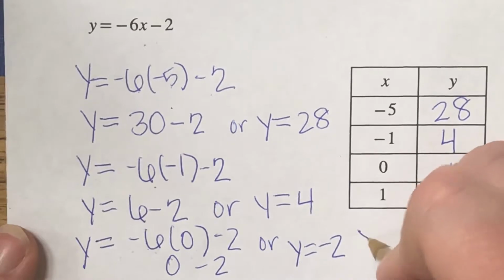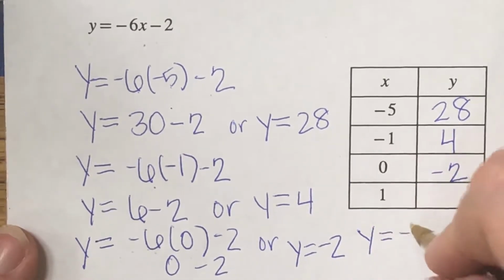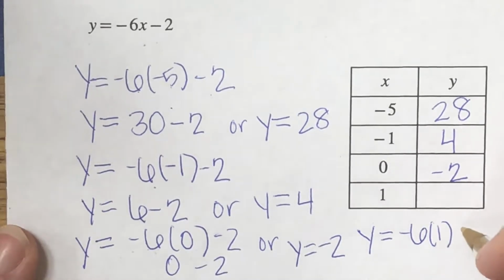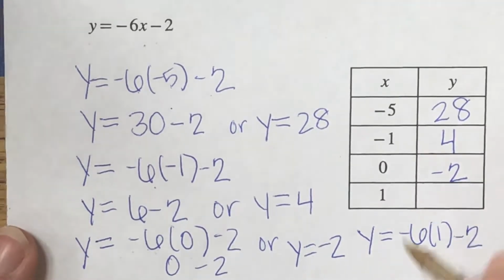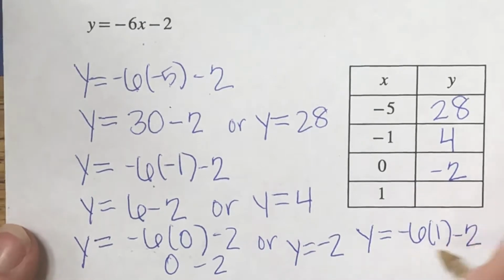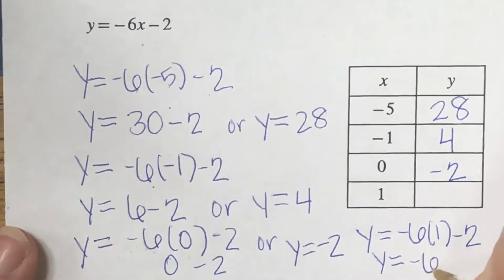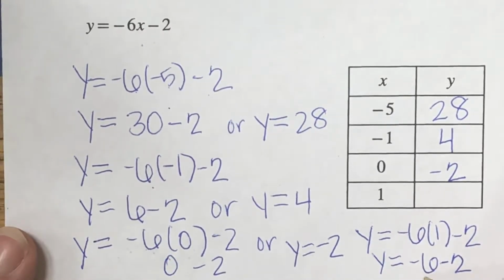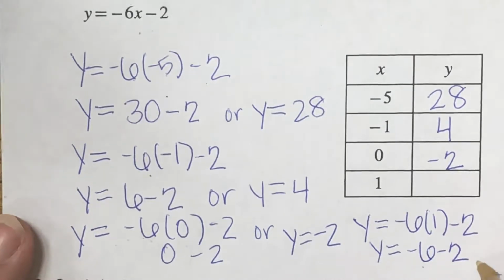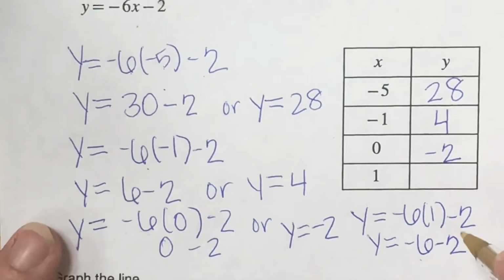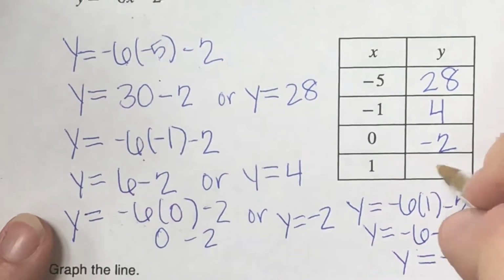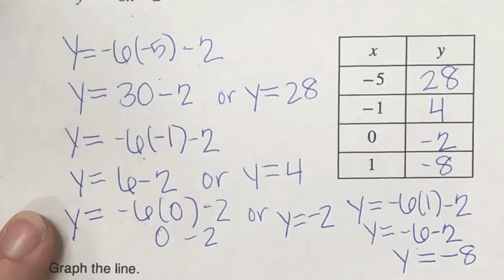And last, y equals negative 6 times the 1 for x minus 2. So that would be y equals negative 6 times 1 is negative 6, subtract 2, which is I have negative 6 and I am subtracting 2 more from it. So for that one, my y will equal negative 8, and put that there.